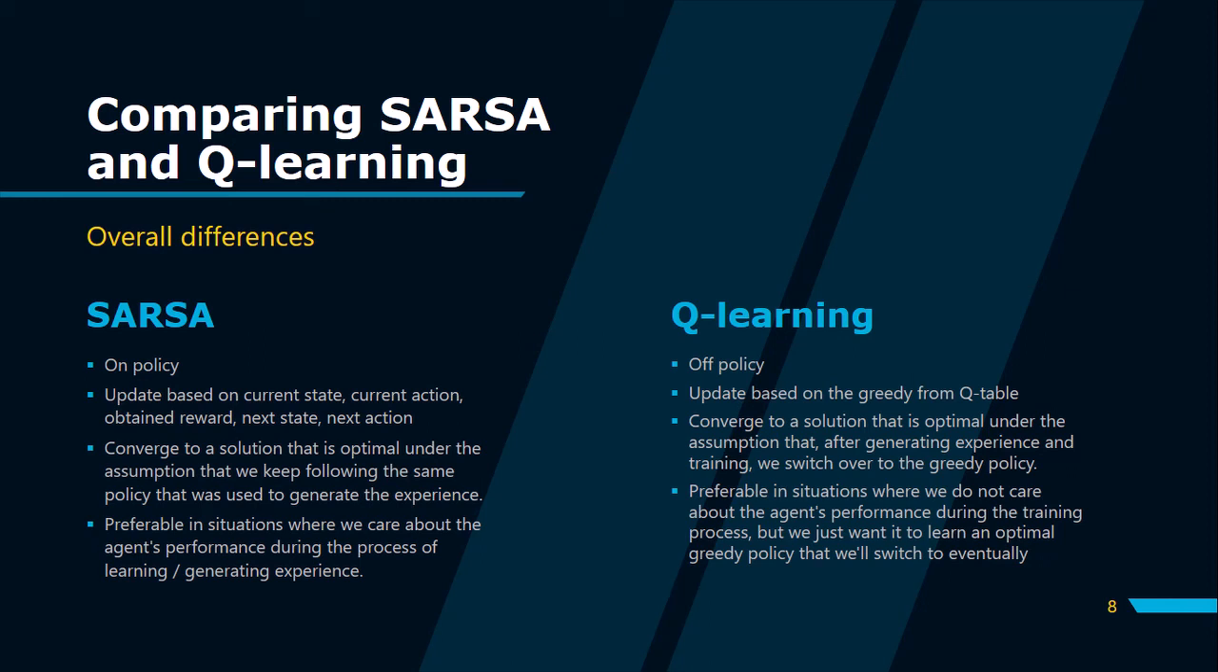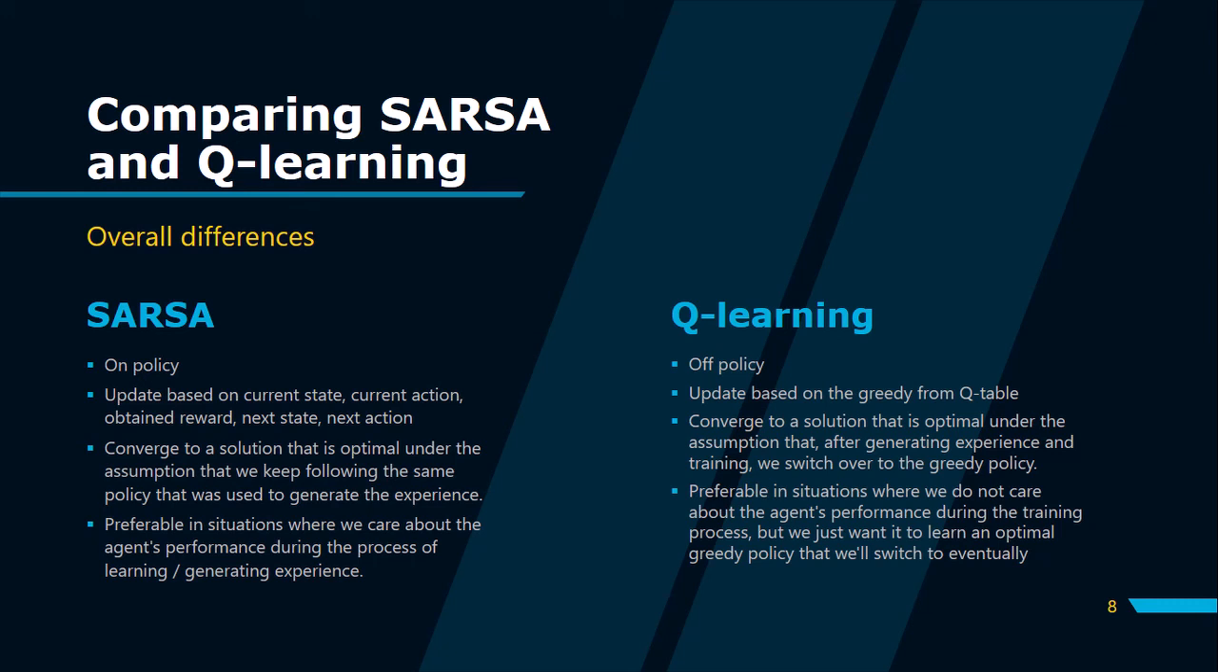So it actually prefers situations where we care about the agent's performance during the process of learning, for example in a very hazardous environment. Back to the robot navigation example, we don't want the robot to fall off the cliff. In that case, SARSA will be more helpful because it is very mindful about the current state and action. It can help avoid the hazard.